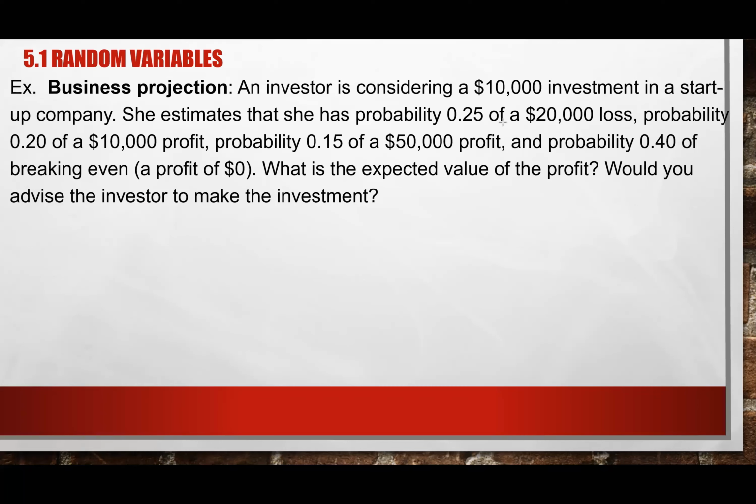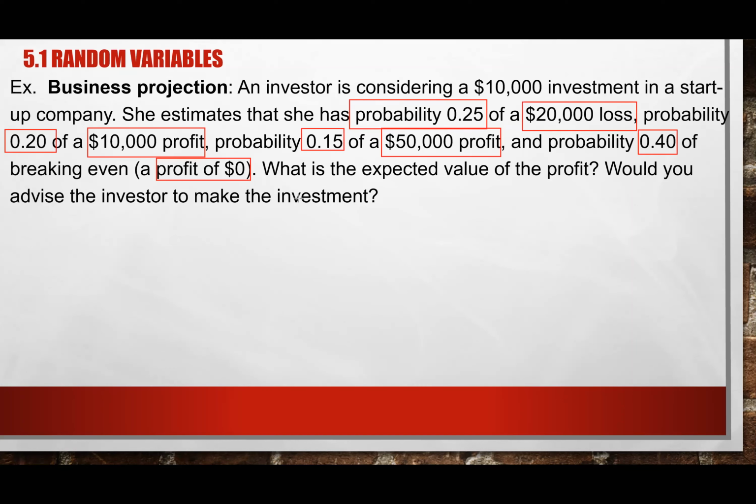An investor considers investing $10,000 to start up a company. So you estimate that you have a probability of 0.25 of a 20,000 loss, right? So off the gate, you expect that you will lose 20,000, and the probability of losing 20,000 is 25% or 0.25. The probability of getting a 10,000 profit is 20%. The probability of getting a $50,000 profit is 15%. And the probability of breaking even is 40%.